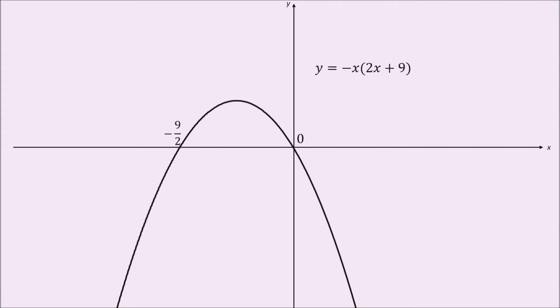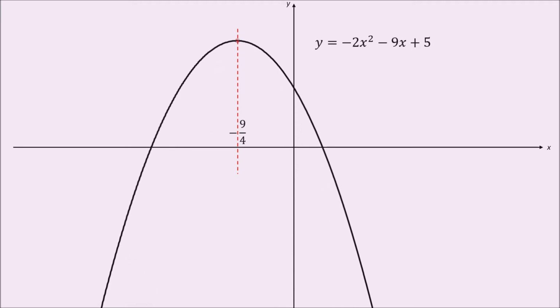between, or the x-coordinate of the vertex, there's the axis of symmetry. The x halfway between those two numbers is half of negative 9 halves, which is negative 9 fourths. So we'll move the graph back up. The axis of symmetry still stays there. The x-coordinate of the vertex is negative 9 fourths. And we can plug that into the equation to find the y-coordinate of the vertex.